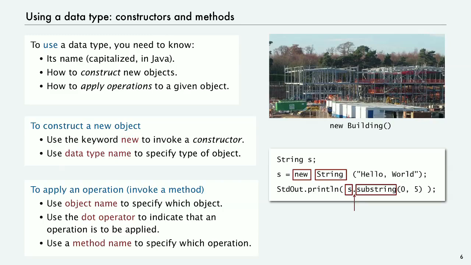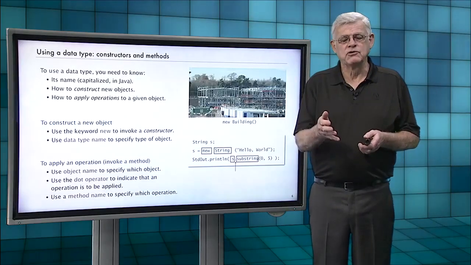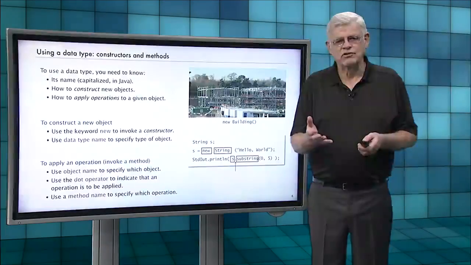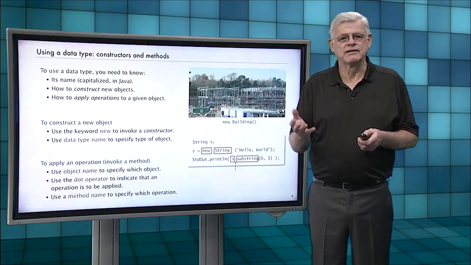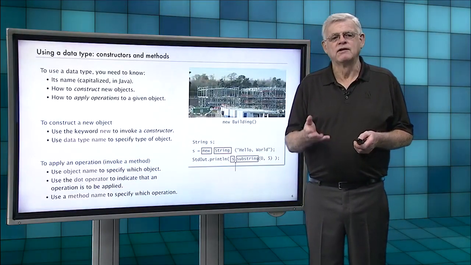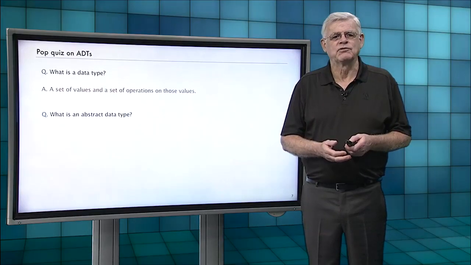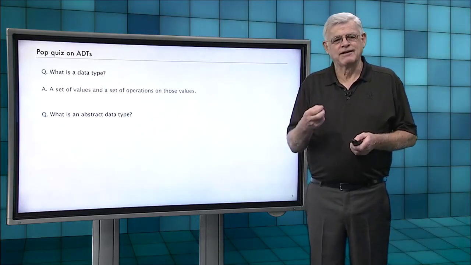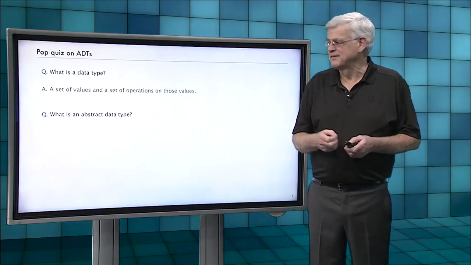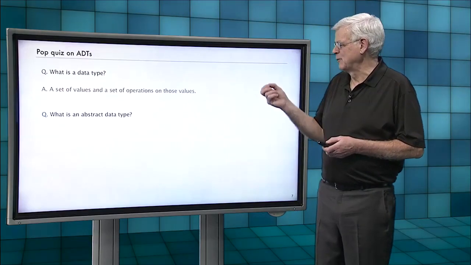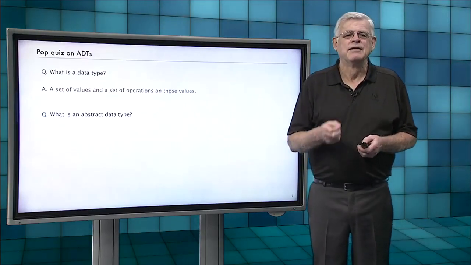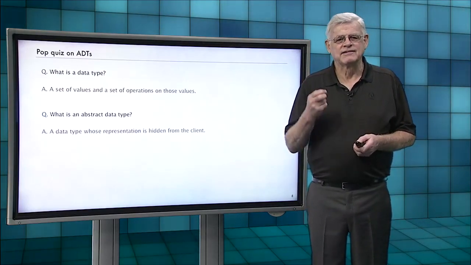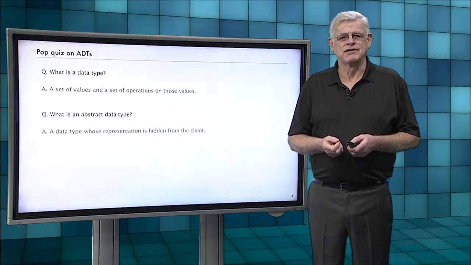Now we're going to see many, many more examples of this. I just wanted to point out that we've already been doing the basic operations on abstract data types, and now we can move on to more interesting examples. But I want to make sure that everyone knows for any kind of quiz, we're going to ask what is an abstract data type, and you should know that that's a data type whose representation is hidden from the client.